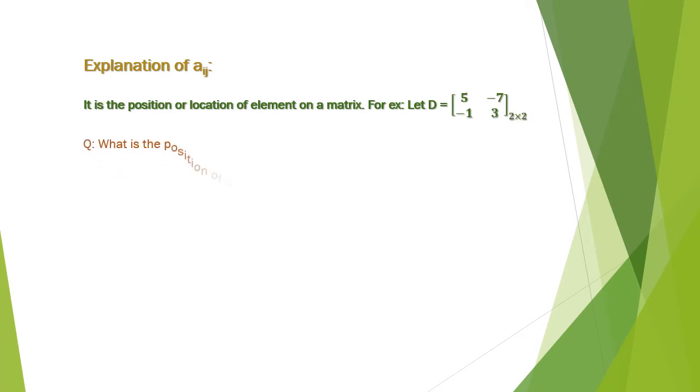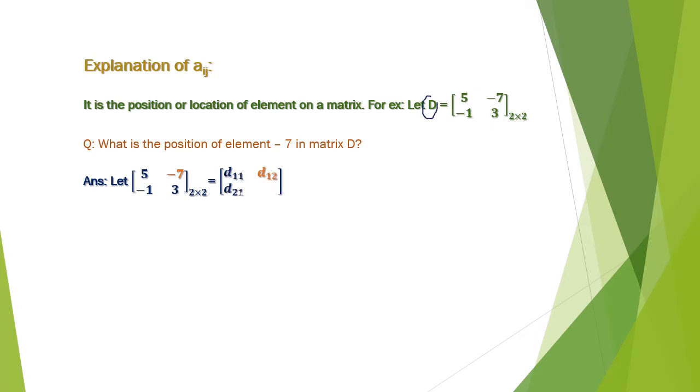We have the example D. Now what is the position of element -7 in the matrix D? The answer is, let's write the matrix D in the general form as D11. As I have already told, if the matrix is written as D, then its entries are written with a small d: D11, D12, and as it is a 2x2 matrix, it ends with 2x2.